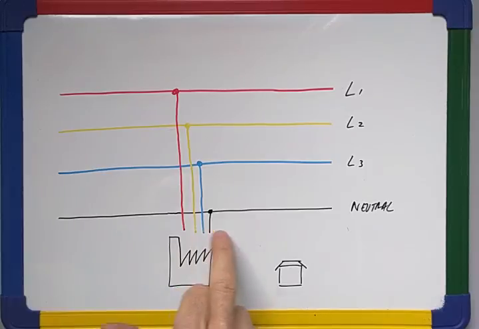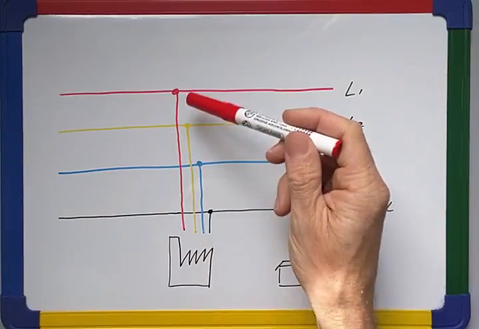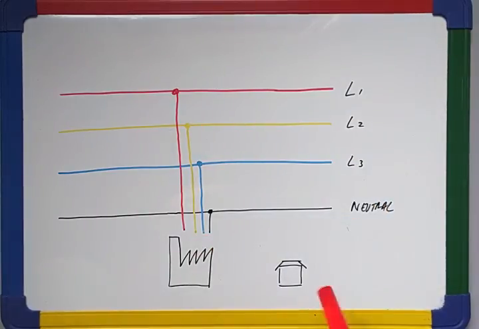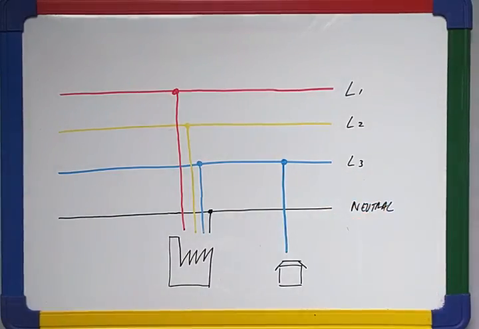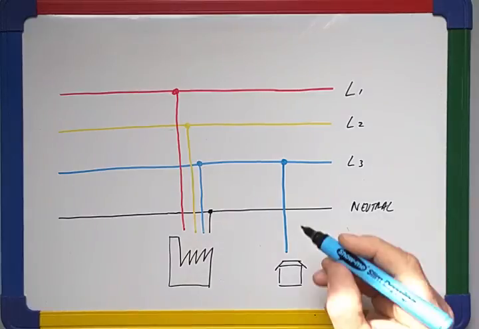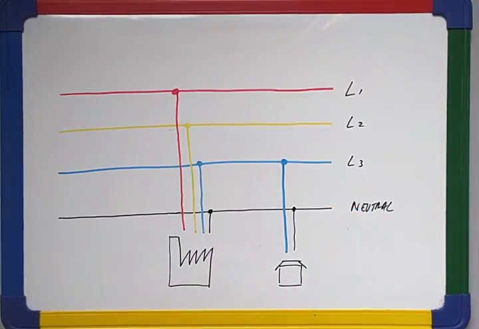So if you have a large premises like a factory or a college, all 3 phases are brought into that building. So you have a connection running from live 1, live 2, live 3 and the neutral into the building. However, at home, the supply that you're probably most familiar with, there is only 1 phase brought in. So for instance, it might be blue along with the neutral. So 1 phase plus a neutral is all that comes into your home.